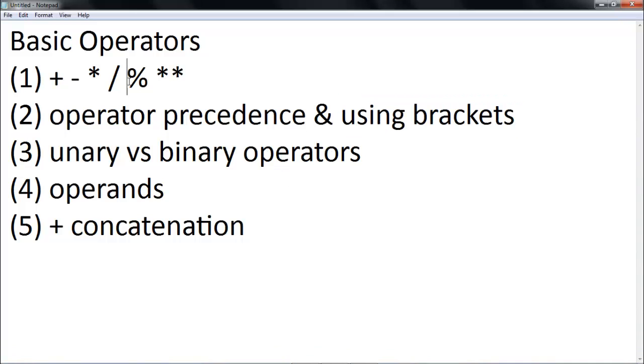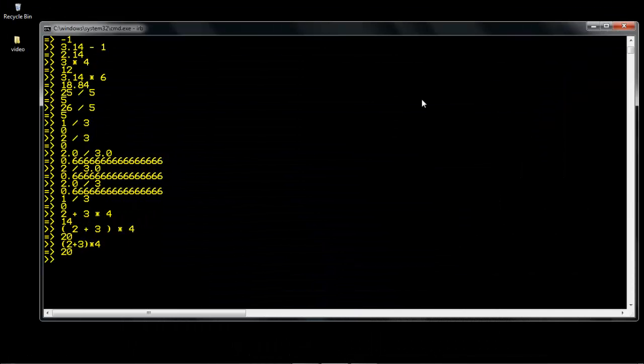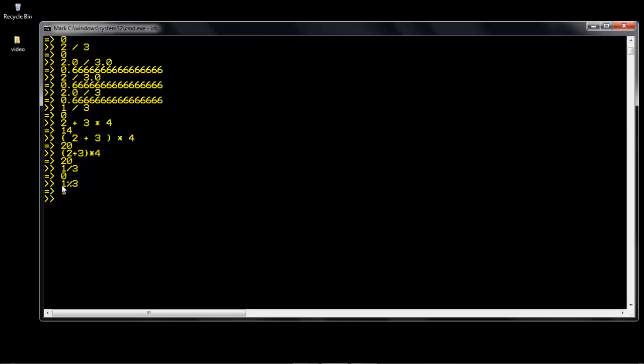Okay, let's move on to the mod operator. Now, what is mod? The mod operator is commonly known as the remainder of operator. So let's go back to 1 divided by 3, 0. 1 mod 3, that's the percentage sign by the way, is 1. In other words, when 1 is divided by 3, the remainder is 1.